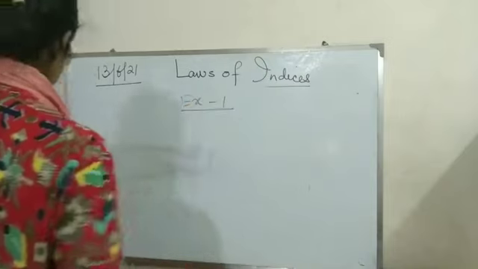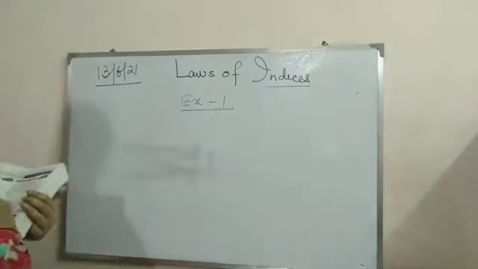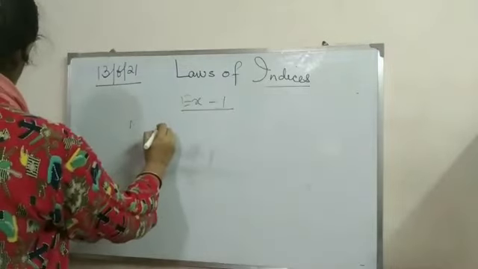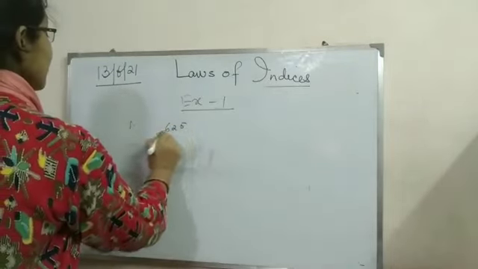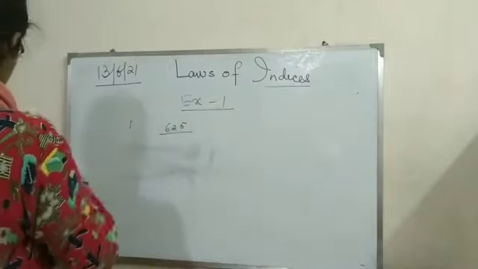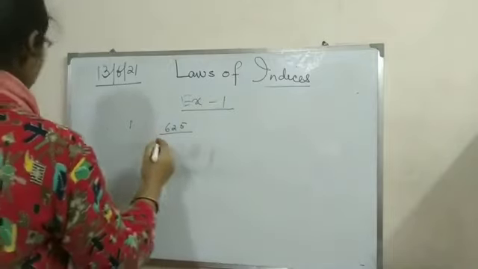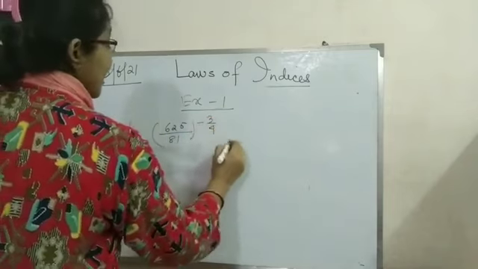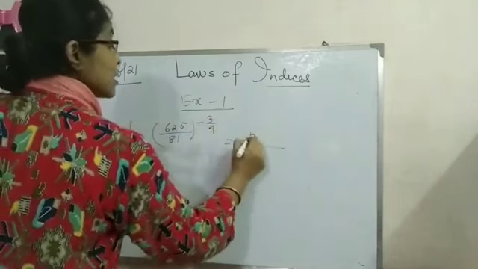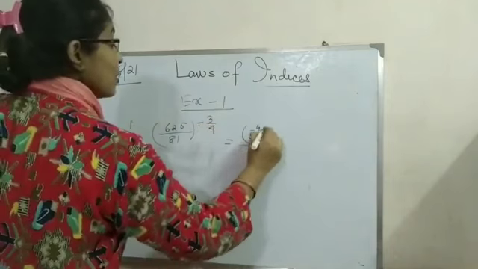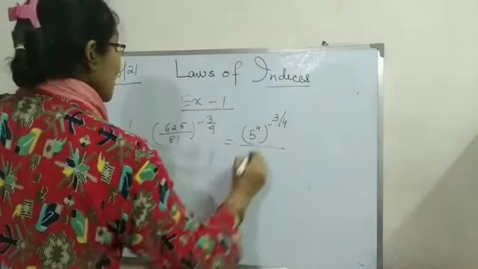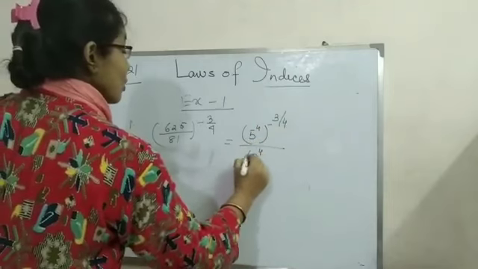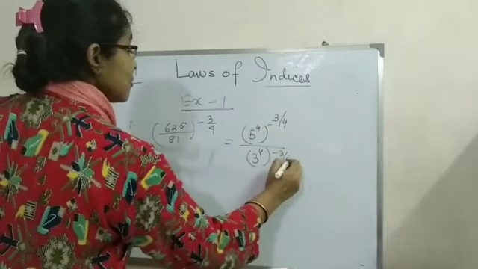Exercise 1. I will do sum number 1. 625 by 81 whole to the power minus 3 by 4. I can write it in this way. This is equal to 5 to the power 4 and 3 to the power 4 whole to the power minus 3 by 4.